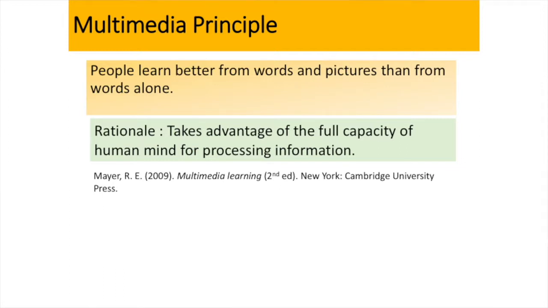People learn better from words and pictures than from words alone. This is the first principle. The rationale is that it takes advantage of the full capacity of the human mind for processing information. When we present the words and the pictures, in a very simplistic case, it can all come through the eye. But if it's a complex picture, then we are saying that the words should be narrated. So it's also words.